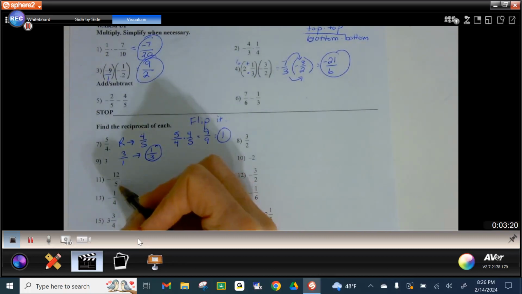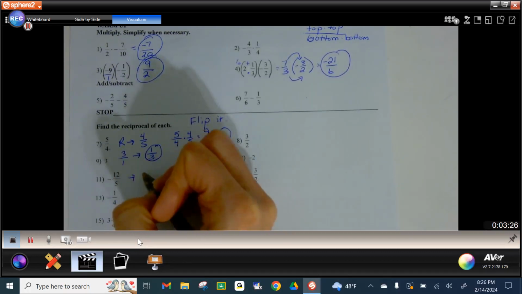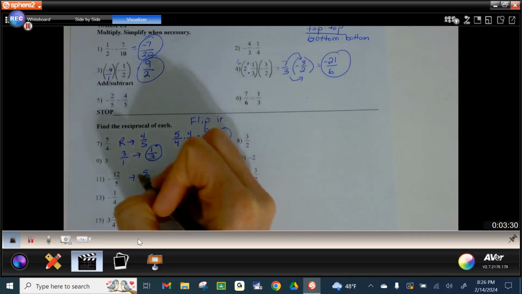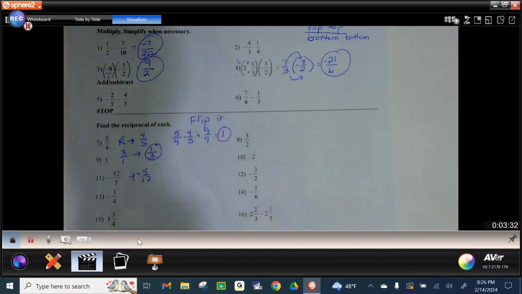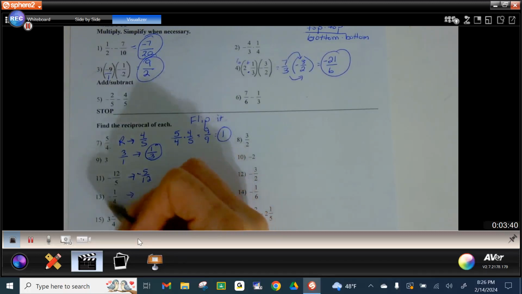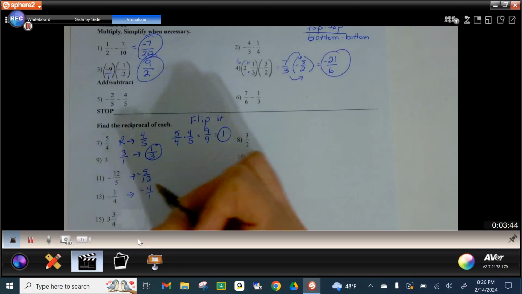Okay, 11, we're going to find the reciprocal. And you just have to be careful to keep the sign. So this is 12 over 5, so our reciprocal is going to be 5 over 12. Right, we flip those, but don't forget to keep your negative. Still needs to be negative. So that means it's the same thing for number 13. We have a negative, so our reciprocal is going to be negative. So we put 4 on top and 1 on the bottom, and it's negative.